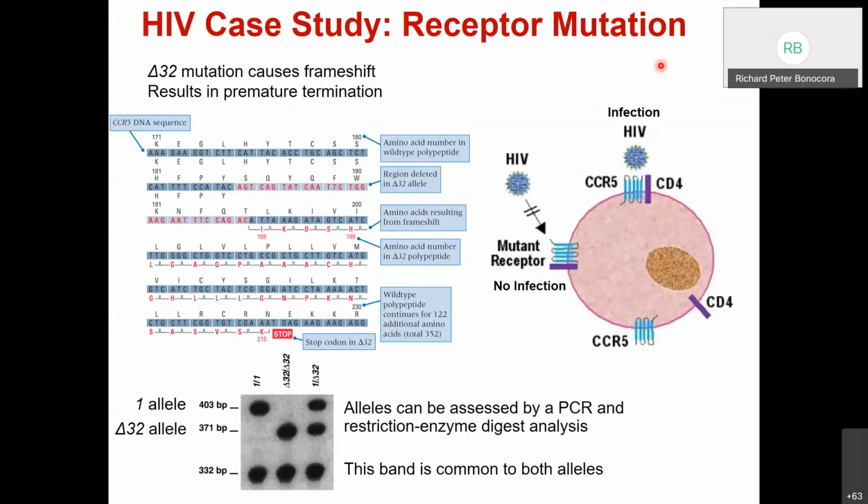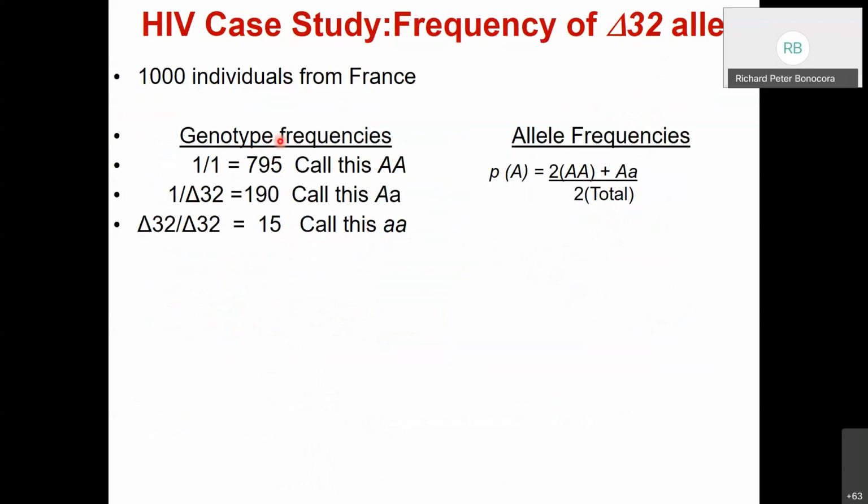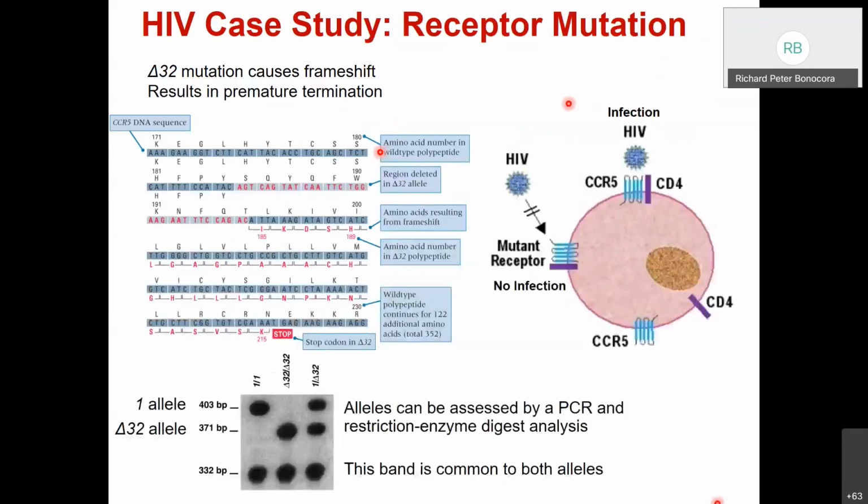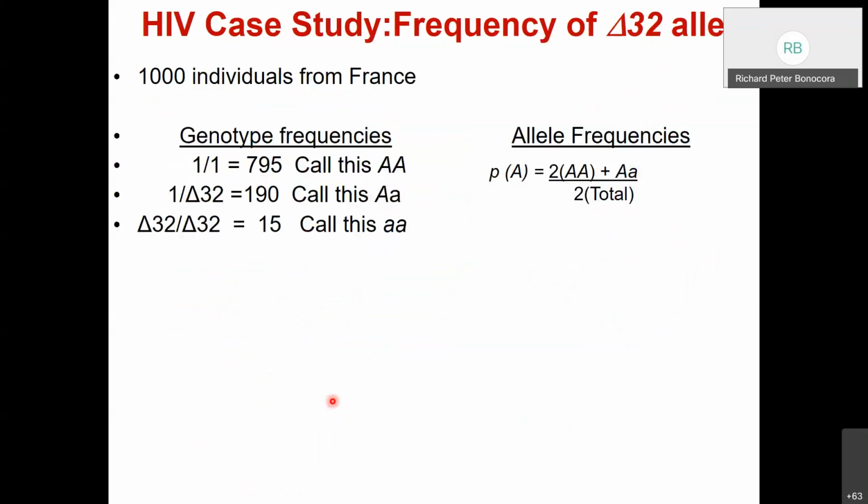So now let's get back to what's going on in this population. Okay, so they surveyed 1,000 individuals from France, and they looked at the genotype frequencies. Now remember, they can determine this genotype because they can do this PCR and restriction digests to determine what alleles are there. And so they found 795 homozygous for the wild type, 190 heterozygous individuals, and then 15 that are homozygous for the delta 32 allele.